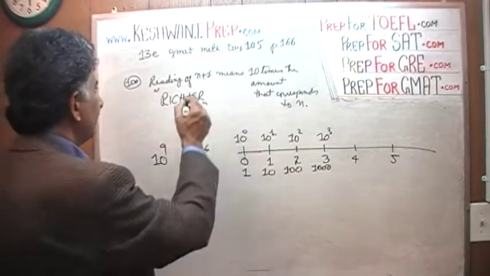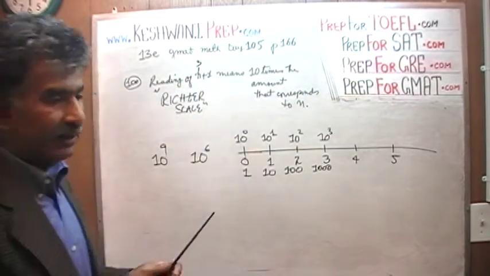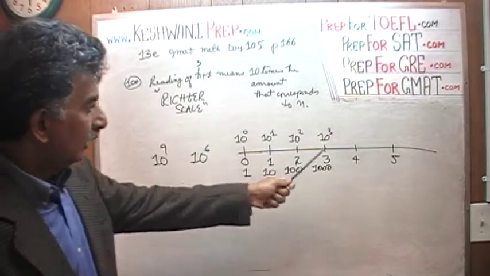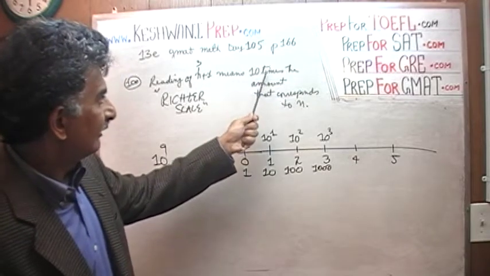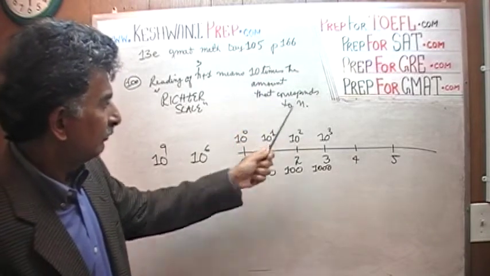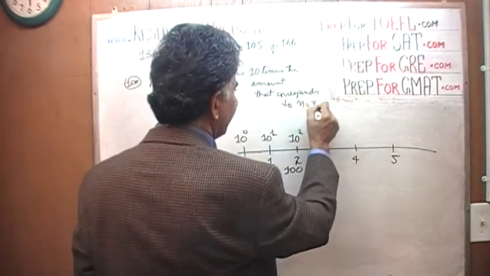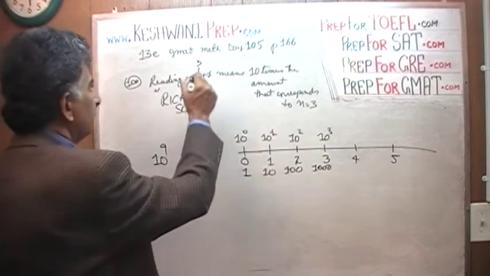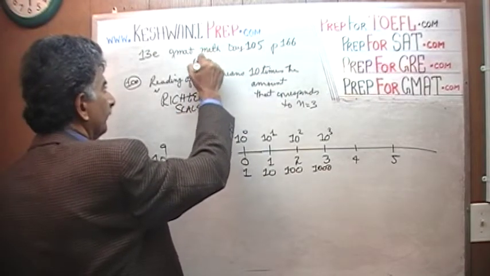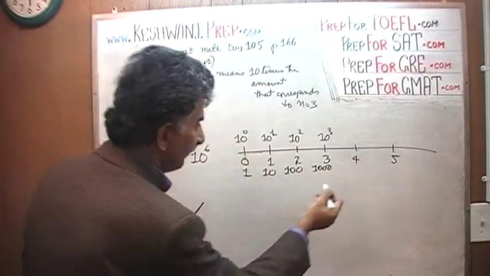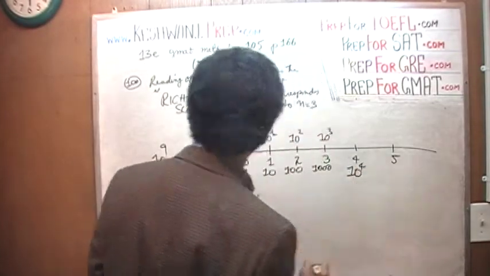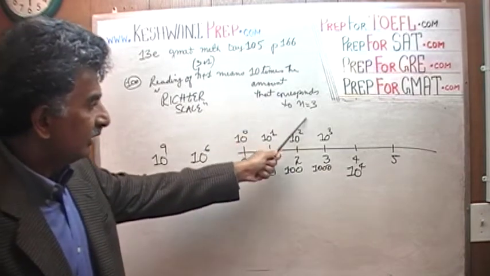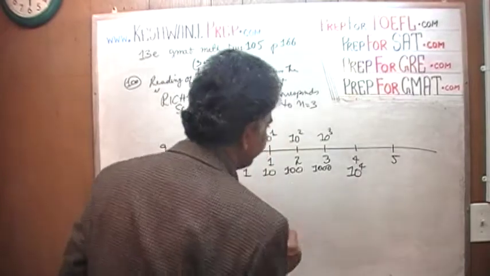And if n happens to be 3, what they're telling you is that a reading of 3 plus 1, which is 4, means it is 10 times the amount that corresponds to 3. We are assuming that n is 3 here, in the example that we made up. So a reading of 4 has a magnitude of 10 raised to 4, which is 10 times the amount that corresponds to 3, because 3 would have been 1000, which is 10 raised to 3.